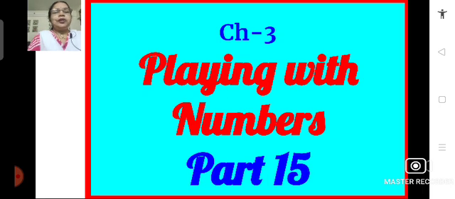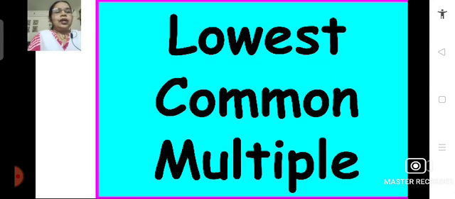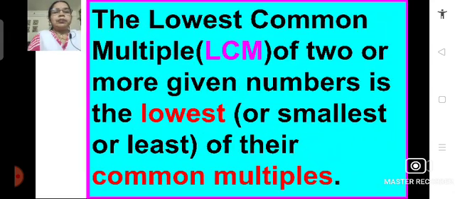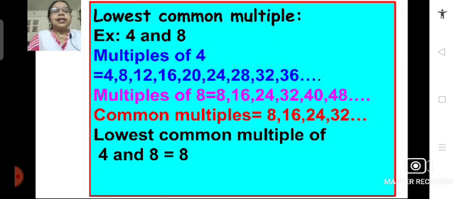In today's session, we will learn what is LCM or lowest common multiple and how to find the lowest common multiple of given numbers. So, let us see what is lowest common multiple or LCM. Children, LCM of two or more given numbers is the lowest or smallest of their common multiples. Let us look at this example to understand this.